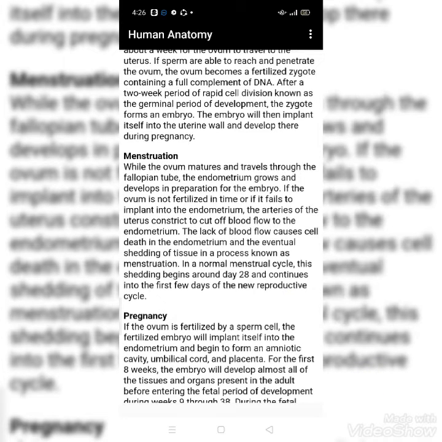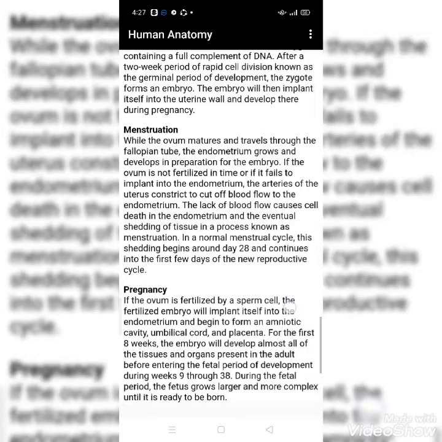known as deoxyribonucleic acid. After a 2 week period of rapid cell division known as the germinal period of development, the zygote forms an embryo. The embryo will then implant itself into the uterine wall and develop there during pregnancy.